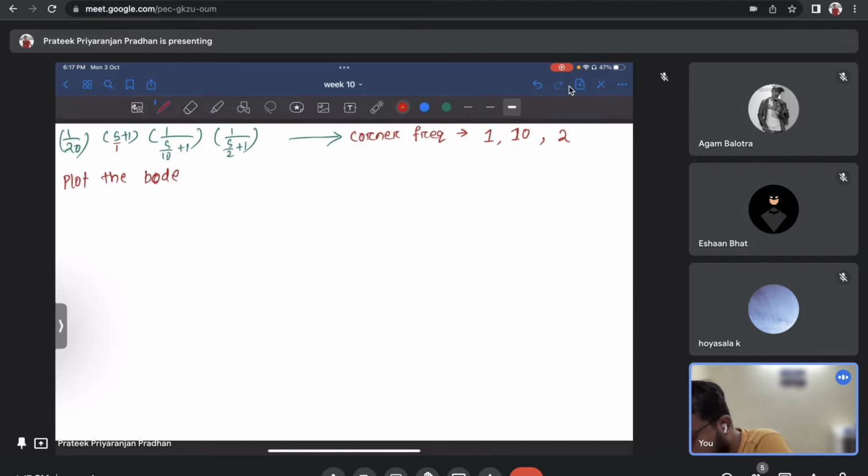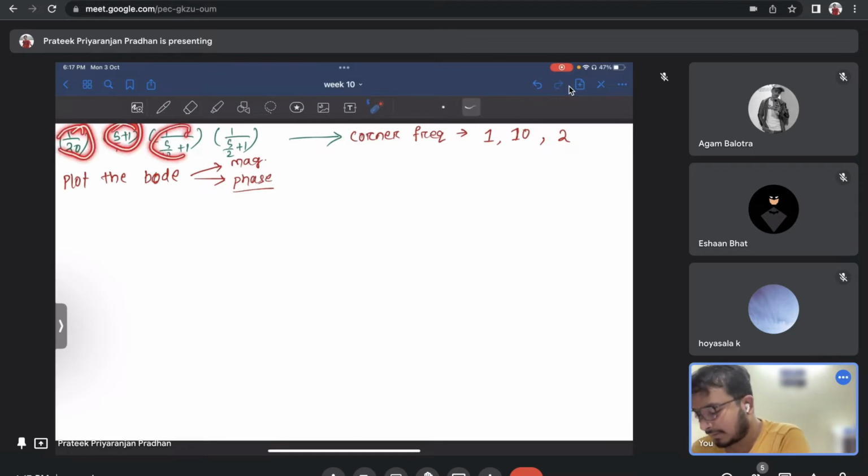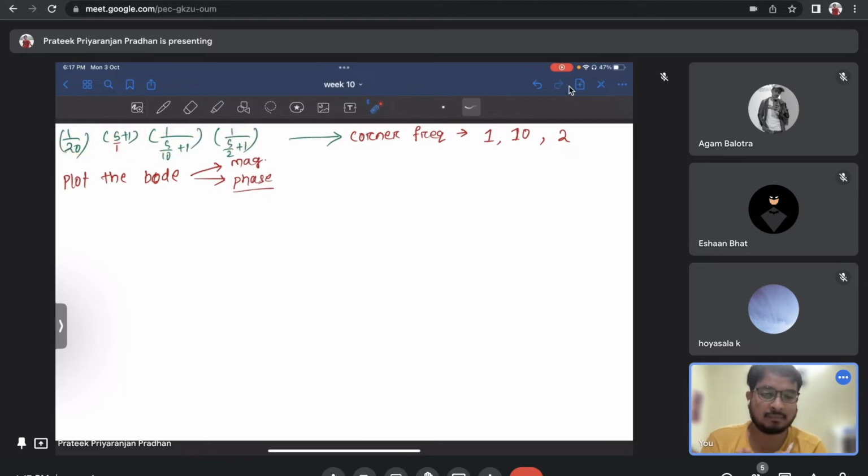So in a Bode plot, there are generally two plots. One is the magnitude plot and the other is called the phase plot. Okay, let's draw one by one. For the magnitude and phase plot, I can individually calculate the plots for all four terms, 1 by 20, s plus 1, and so on, and then add them. This is the very basic Bode plot diagram, how you can make an approximate Bode plot diagram.